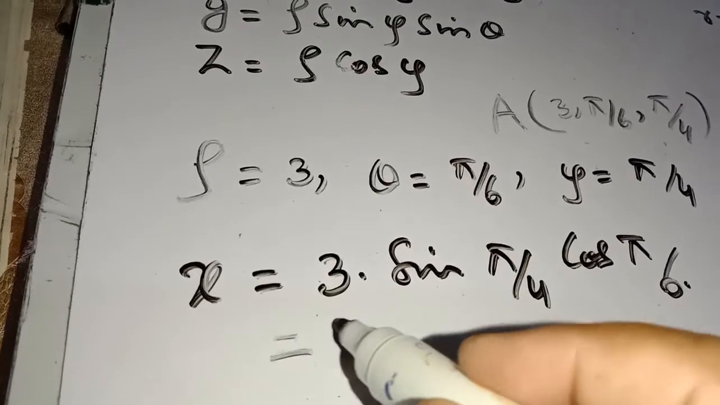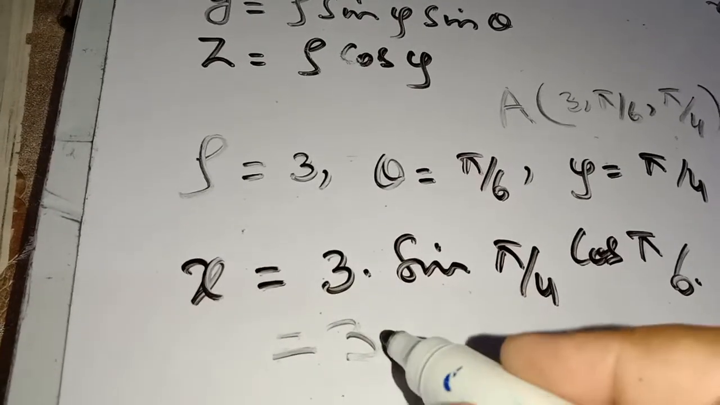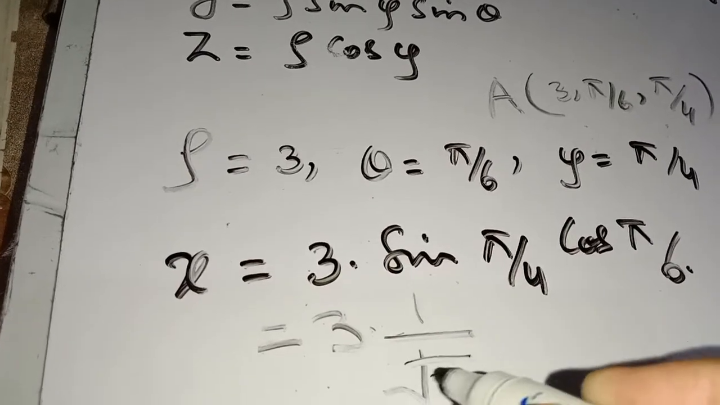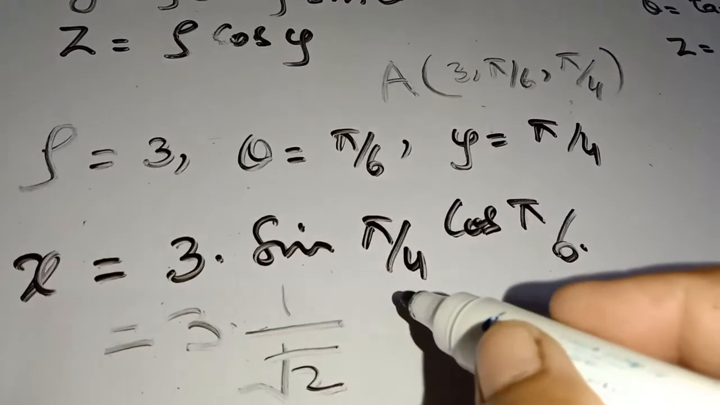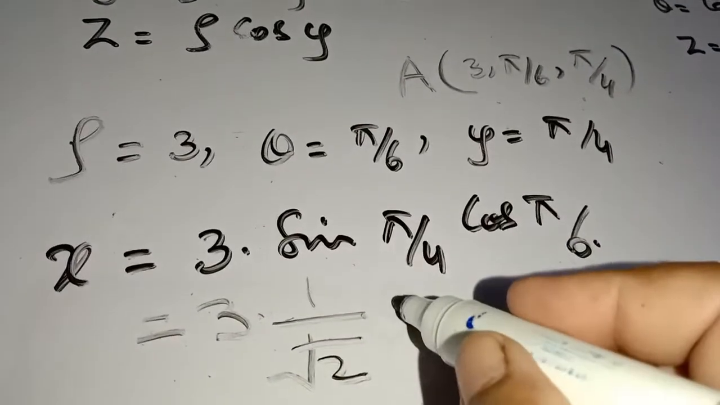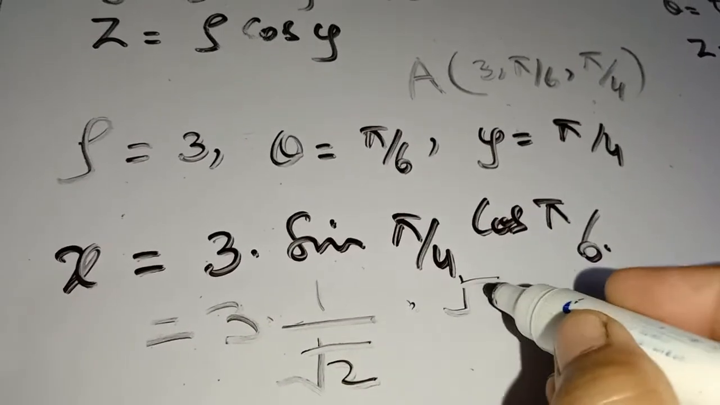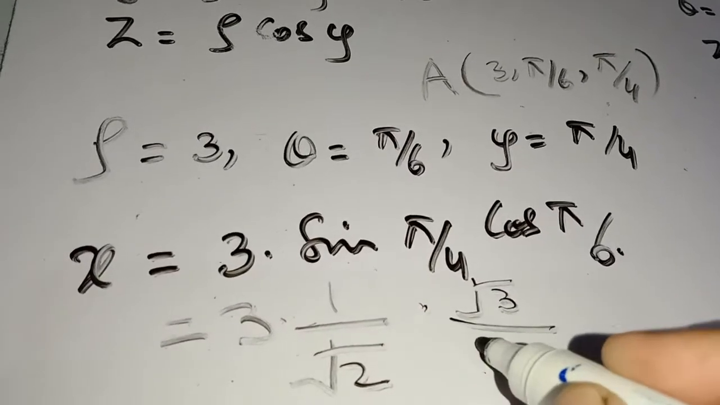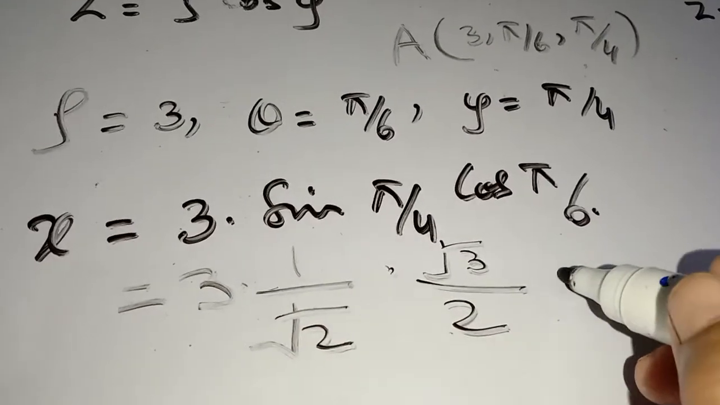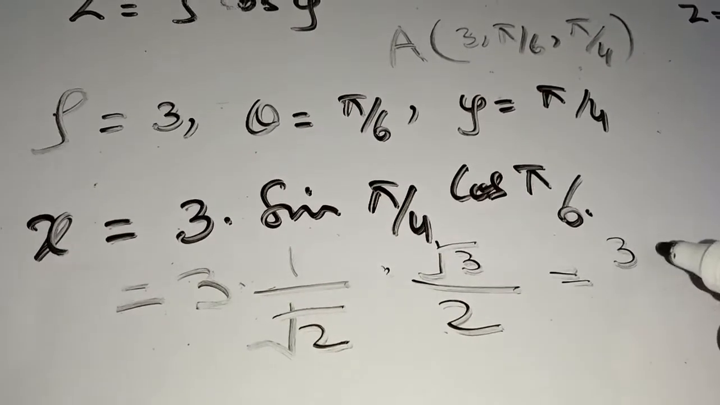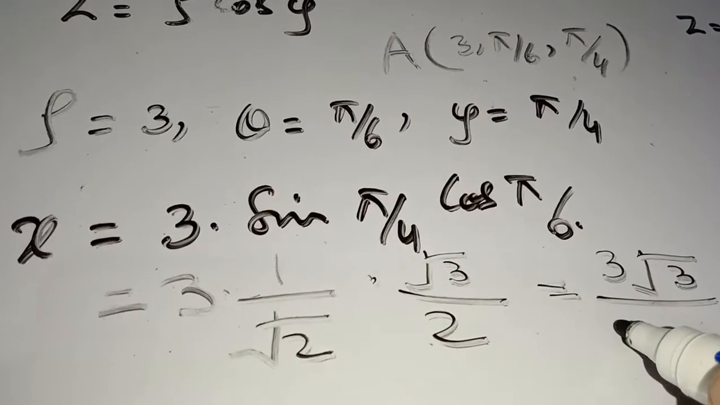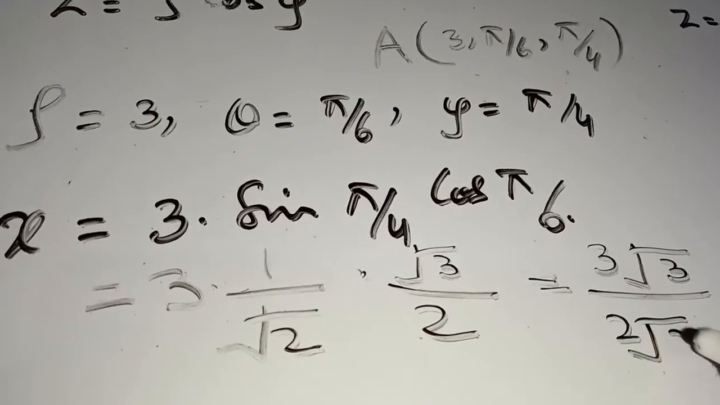So it is equal to 3. Sine of pi by 4 is 1 by under root 2. Cos of pi by 6 is under root 3 by 2. So it is equal to 3 under root 3 by 2 under root 2.